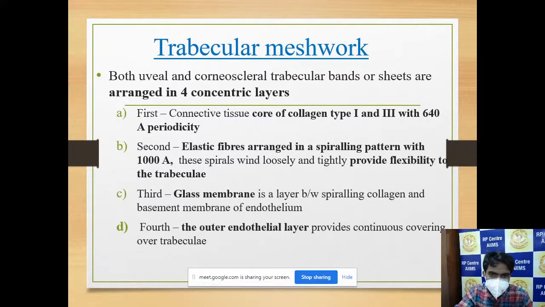Then coming to the trabecular meshwork, the uveal and corneoscleral trabecular meshwork are arranged in 4 concentric layers. The first layer is the collagen layer, predominantly type 1 and type 3 collagen, with 640 Angstroms periodicity. The second layer is of elastic fibers, spirally arranged within 1000 Angstroms, and these elastic fibers give flexibility to the trabecular meshwork during raised or lowered IOP. The third layer is the glass membrane layer, which is between the spiral collagen and the basement membrane of the endothelial layer. And the fourth layer is the outermost endothelial layer, which gives covering over the trabeculae.